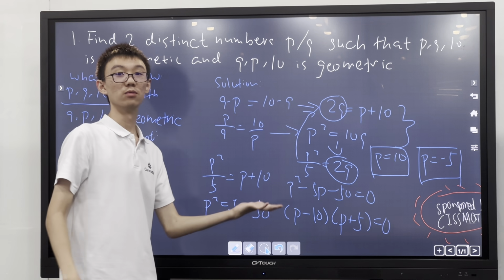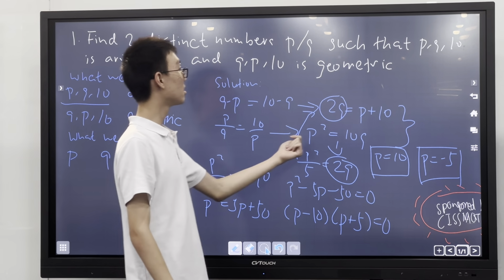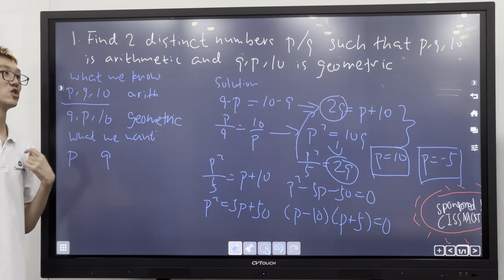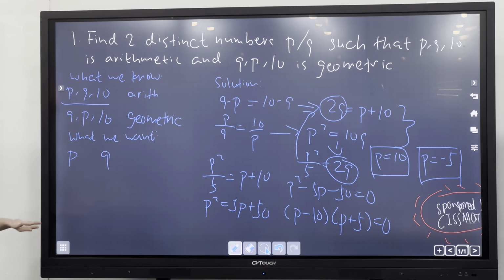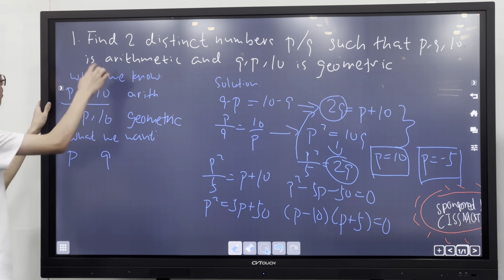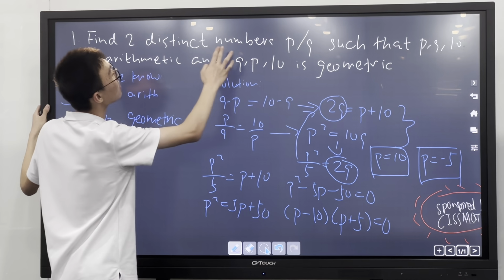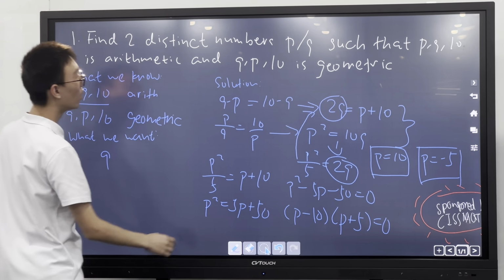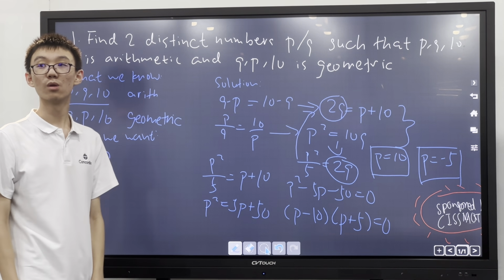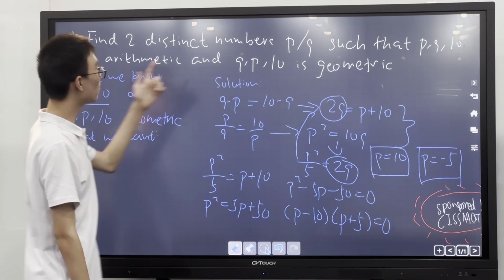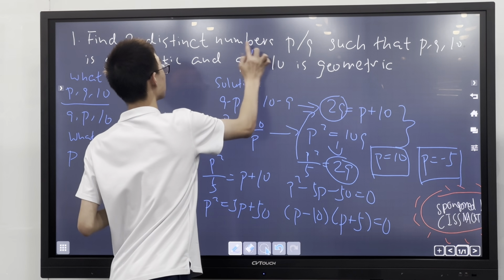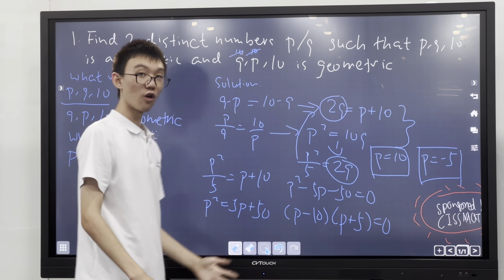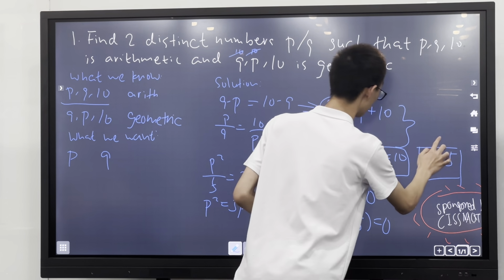Usually in an algebra problem, when you get something like this, a good strategy is to read the problem again to figure out which one of the solutions is actually valid. Well, in the problem, we want to find two distinct numbers, p and q, such that one is arithmetic and the other is geometric. Would this work when p equals 10? Well, no, because if p equals 10, then q must also equal 10. So p and q are not distinct. Therefore, the only solution is when p equals -5.